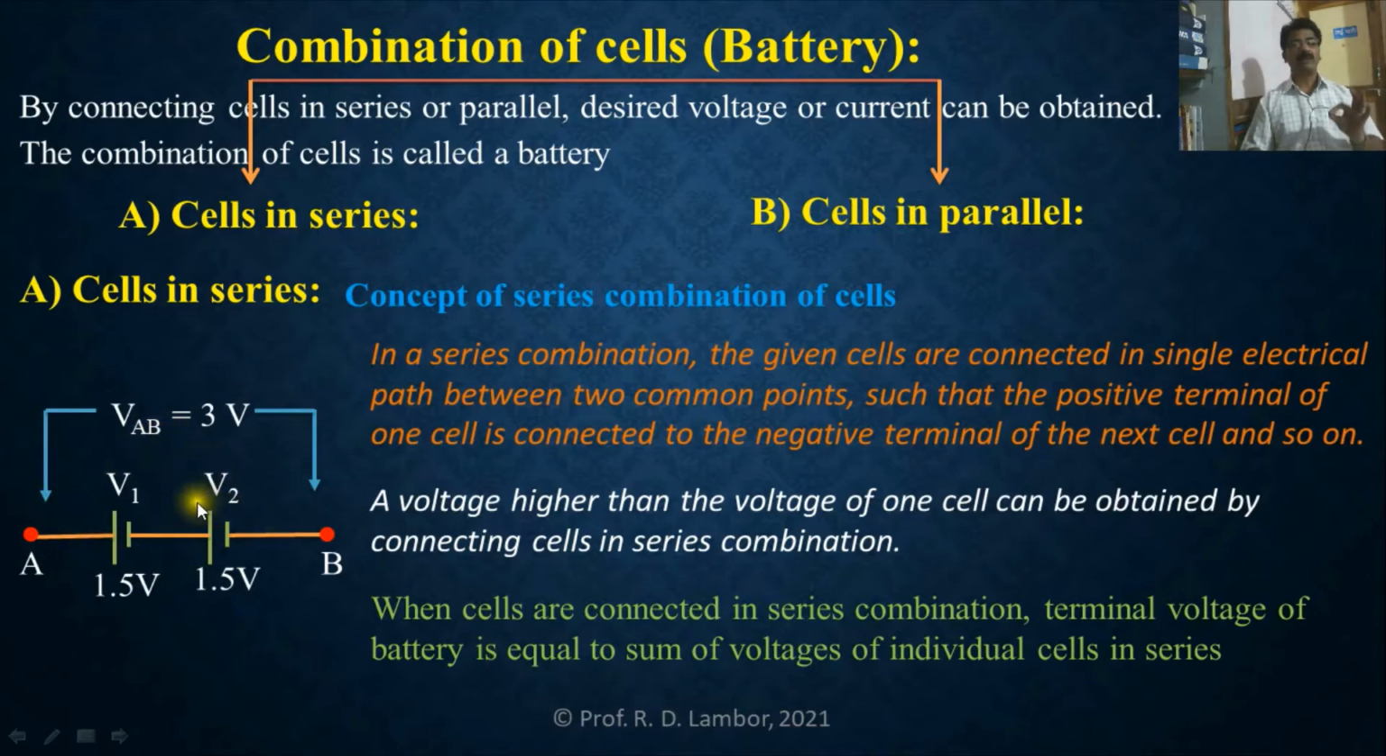If we connect cells in series combination, the terminal voltage of the battery that is prepared, that is the voltage between the points A and B, is equal to the sum of voltages of the individual cells in series. Means if we connect given cells in series combination, then a battery is constructed, and the terminal voltage of that battery is equal to the sum of the voltages of the individual cells which are connected in series. We will explain this series combination of cells by taking one example.